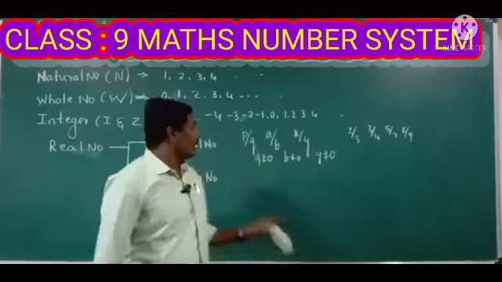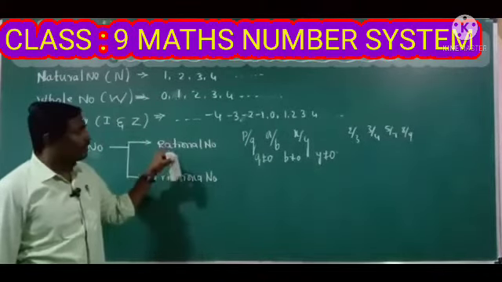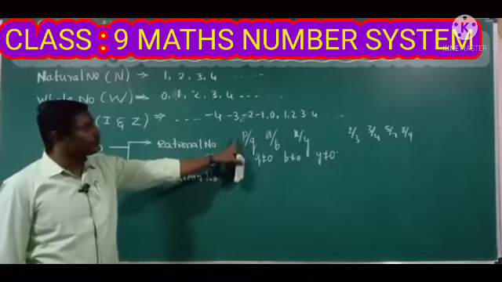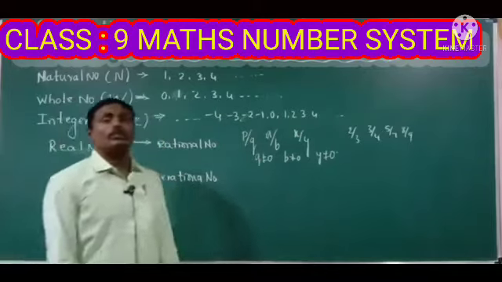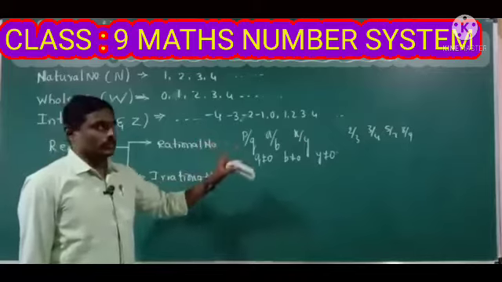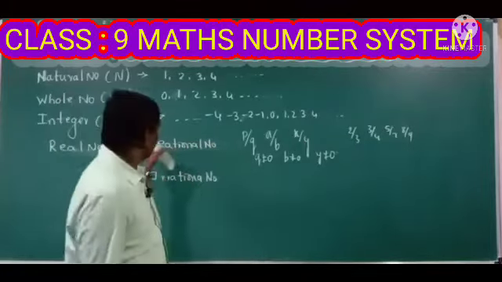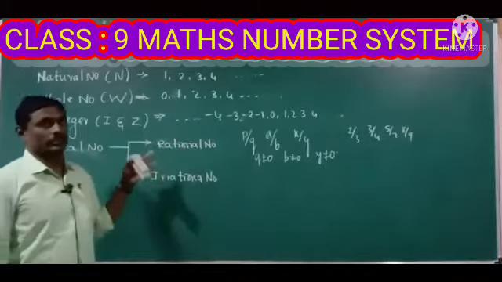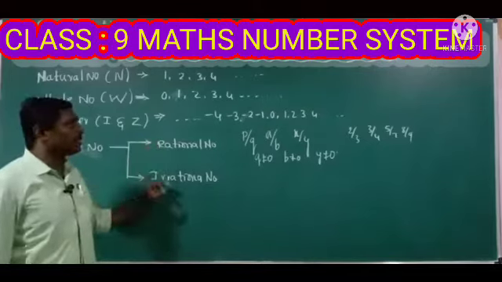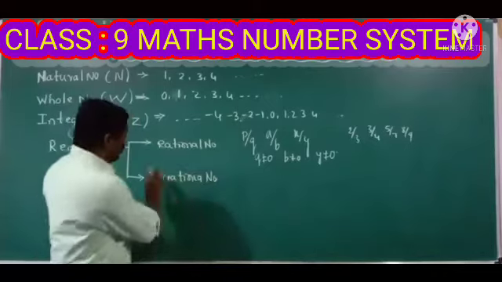Next one, irrational numbers. So we can define the rational numbers as the numbers which can be expressed in the form of p by q, in which q is not equal to 0. Okay, we will discuss briefly in this session about rational numbers and irrational numbers. This is our main concept, rational numbers and irrational numbers. I will discuss the next one.